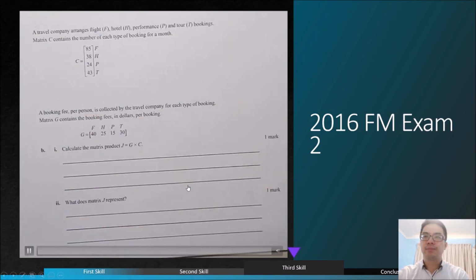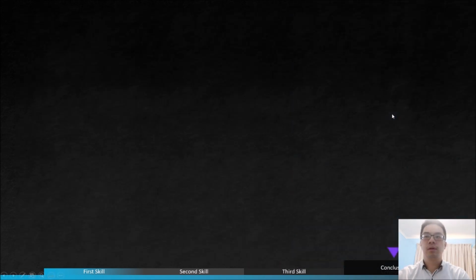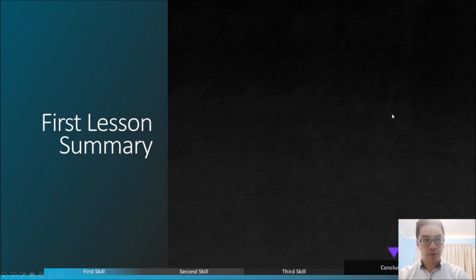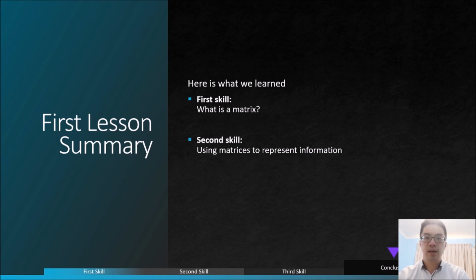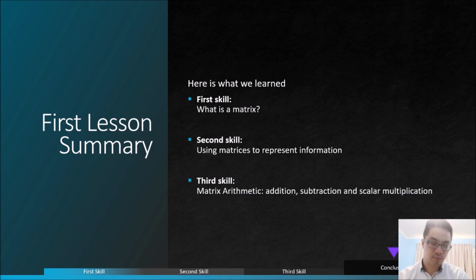Okay, moving on. Which is the first lesson summary. So here's what we learned today. First skill, what is a matrix? Second skill, how to use matrices to represent information. And third one is matrix arithmetic: adding matrices, subtracting matrices, scalar multiplications, as well as matrix multiplications and their applications. And that's it. Thank you very much.